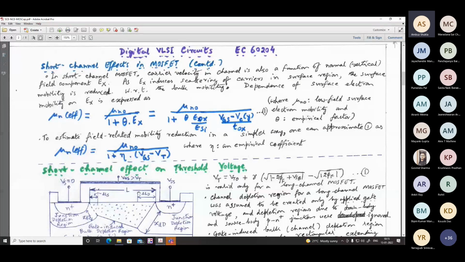So as EX induces scattering of carriers in the surface region, the surface mobility is reduced with respect to the bulk mobility. Dependence of the surface electron mobility. Again, we have an empirical relation. That means the effective mobility of the electrons can be expressed in terms of this. That means you have the low field surface electron mobility. So in the low field, the mobility is normally the normal value, 650 centimeter square per volt second. Okay.